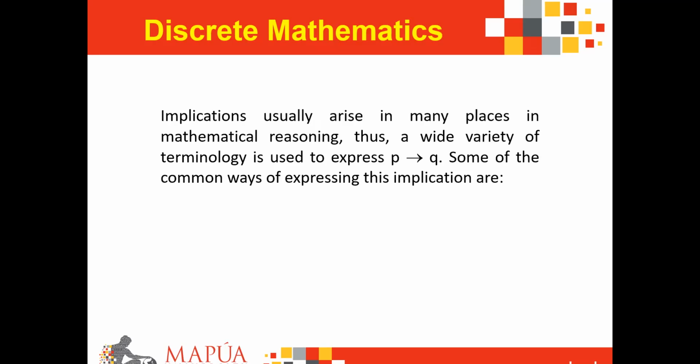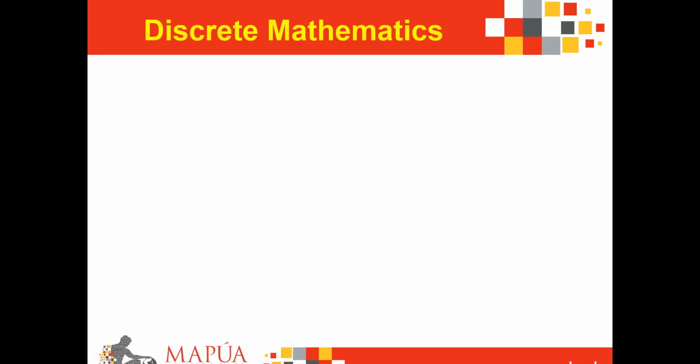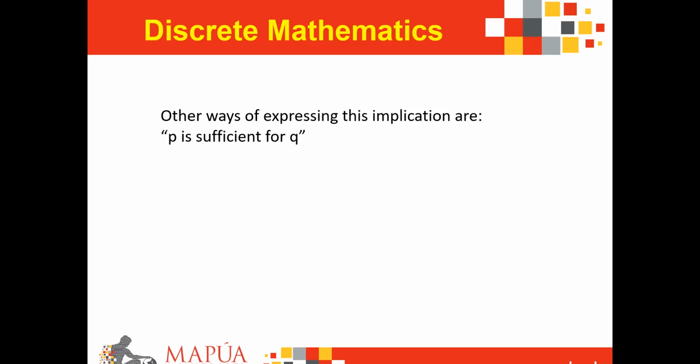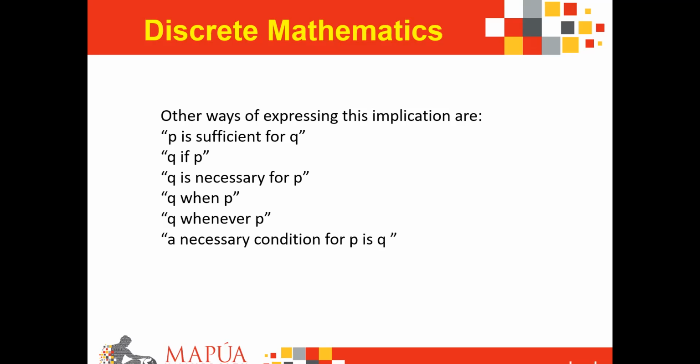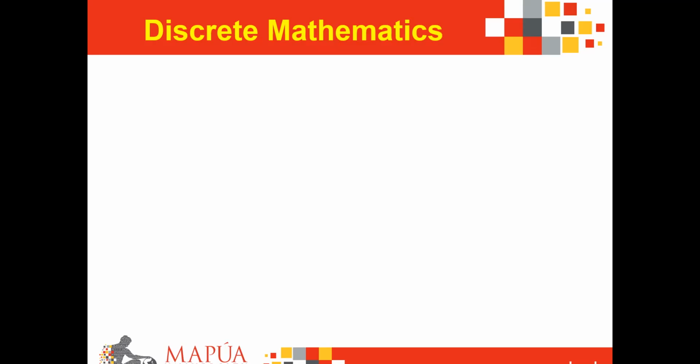Implications usually arise in many places in mathematical reasoning. Thus, a wide variety of terminology is often used to express your implication, and some of them are: if P then Q, P implies Q, if P, Q, P only if Q. Other ways of expressing implications are: P is sufficient for Q, Q if P, Q is necessary for P, Q when P, Q whenever P, a necessary condition for P is Q, Q follows from P, a sufficient condition for Q is P.